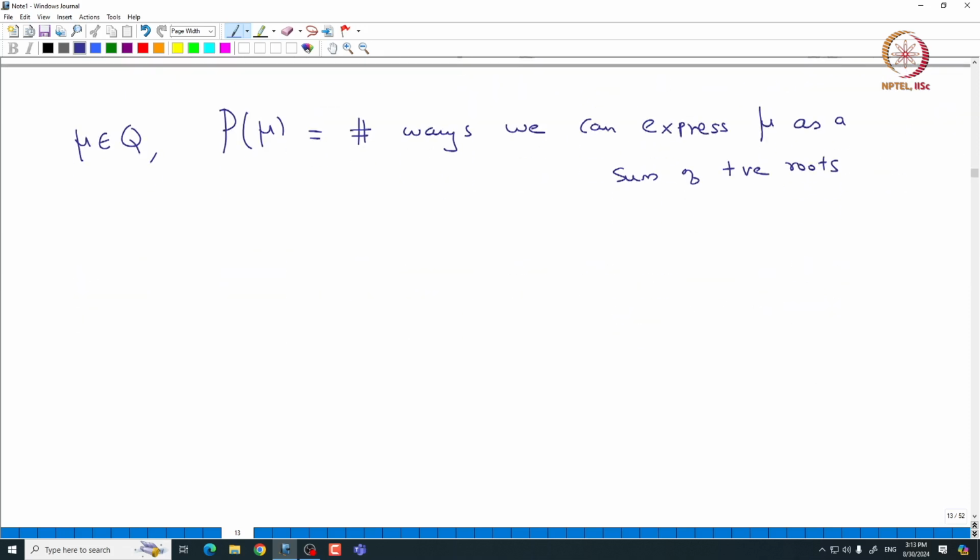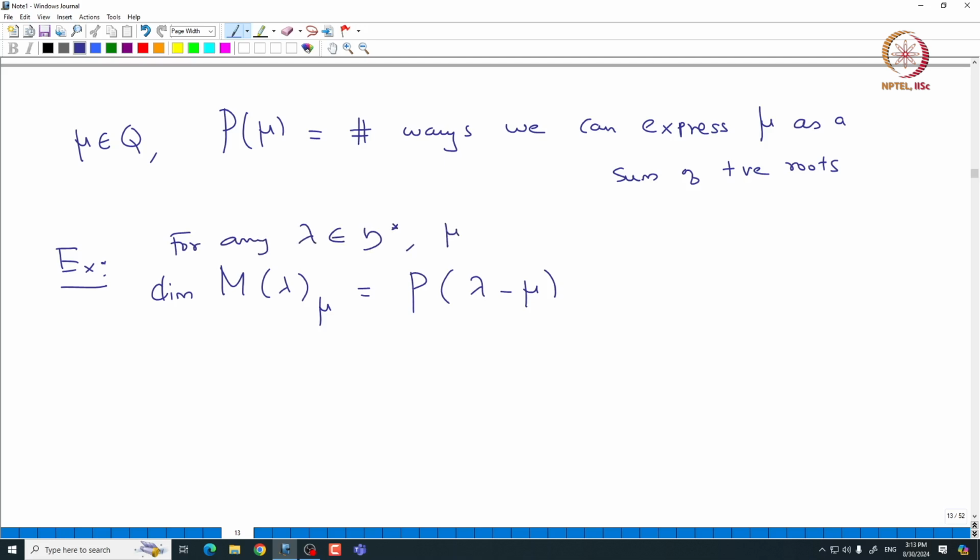Now it is an elementary exercise that if you take the Verma module for any given lambda in H star, the multiplicity of the mu-th weight space, that is the dimension, is given by the partition function on lambda minus mu. This is true for any lambda in H star and mu in H star. I will leave it as an exercise because this just comes from the definition.